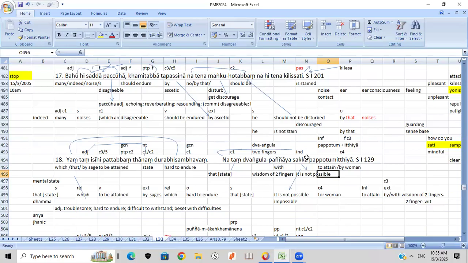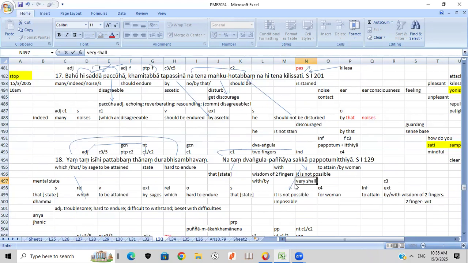Then after that, you see here, can you see this? This is panya. Technically, we will think that this should be with, or by. So it should be an instrumental: by two fingers wisdom. That means two fingers means very shallow wisdom. This one is referring to a very shallow type of wisdom. So this is kind of very shallow.